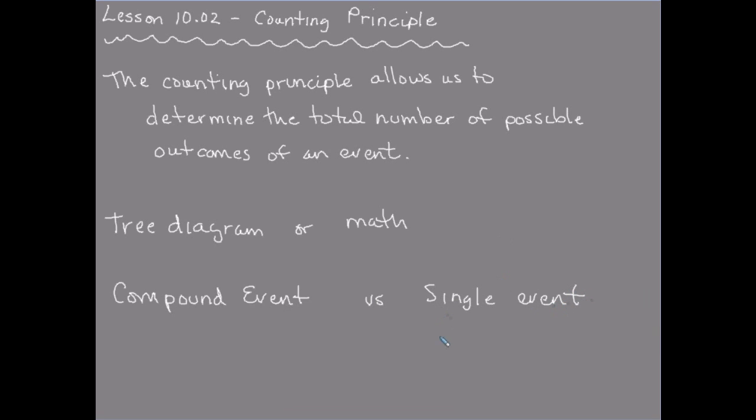A single event occurs when you have one choice to make. So, for example, picking what you're going to drink out of a possible 5 different kinds of drinks. You can pick one. There's 5 options, 5 possible outcomes. A compound event occurs when you have 2 or more choices to make.